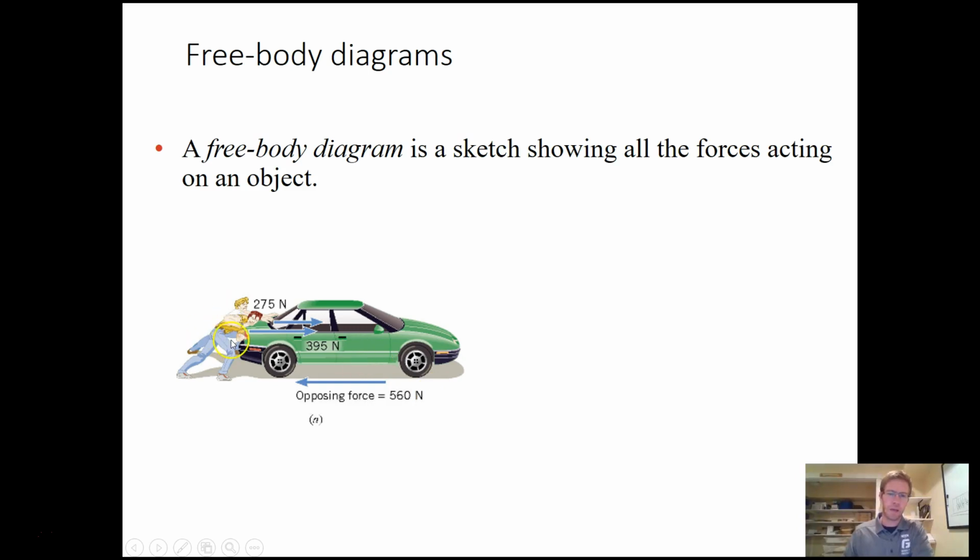And you can see apparently the guy here on the right is a little tougher than the guy on the left. He's applying 395 newtons. The guy on the left only 275 newtons. So what would a free body diagram look like for this situation?